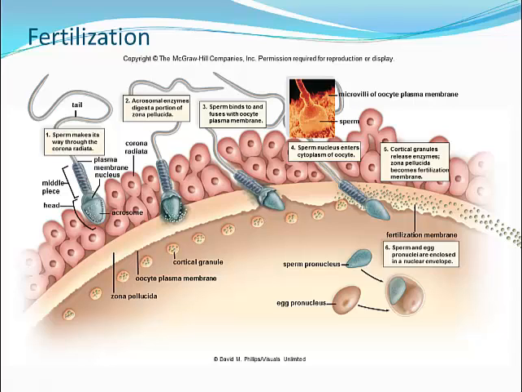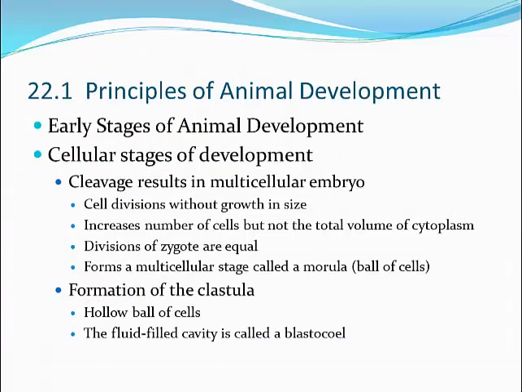Then the oocyte releases substances that lead to lifting of the zona pellucida away from the surface of the oocyte. This prevents the sperm from binding to the zona pellucida also, period.